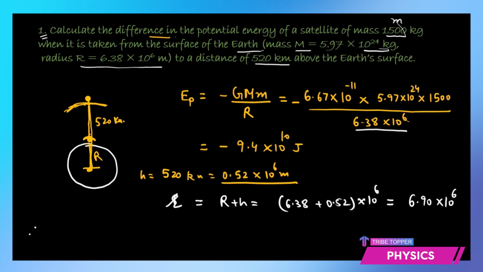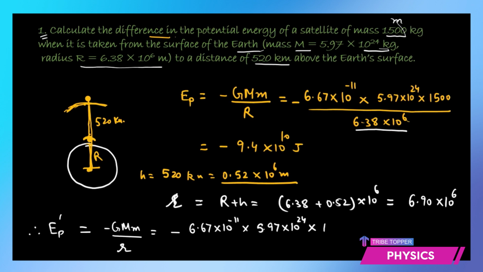Therefore the new potential energy EP dash would be the same formula but with a new distance this time. In the numerator you have still the same value, 6.67 into 10 raised to negative 11 times 5.97 into 10 to the power 24 times 1500, upon the distance this time, 6.90 times 10 to the power 6, and this gives us a value of negative 8.7 times 10 to the power 10 joules.